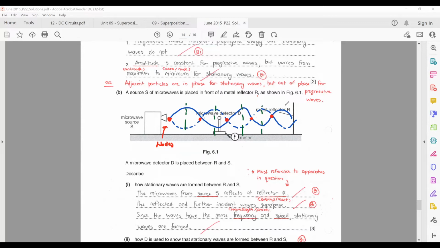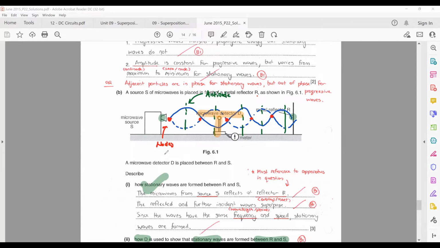And there will always be some specific points where your amplitude of vibration is maximum. The amplitude at that point is always the largest. So this one here is antinode. Okay, so they're asking you how D will be used to show stationary waves are formed between R and S. In principle, you know stationary waves are formed between R and S, but how would you detect it? So that's the reason why you have your microwave detector here. Okay, now your microwave detector here detects the microwave.